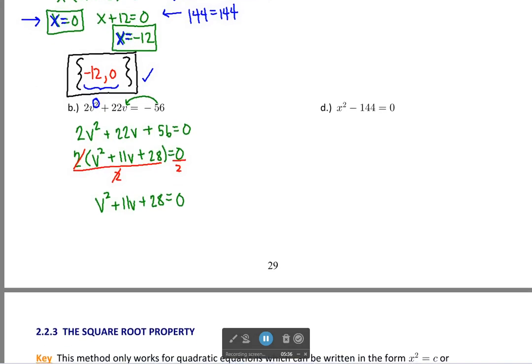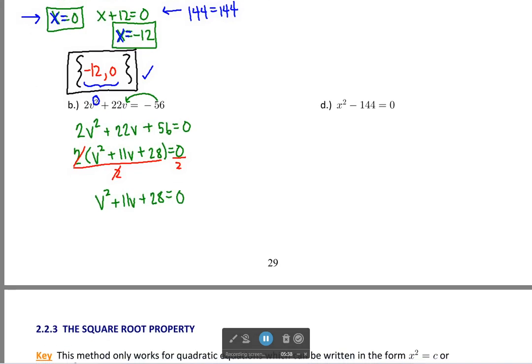So that greatest common factor 2 really doesn't have bearing on the solutions to the equation. So this is a basic trinomial whose leading coefficient is 1. So we're going to break it down into two binomial factors. The first term of each binomial is v.